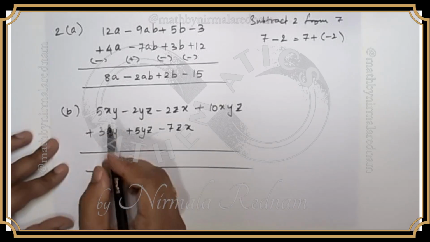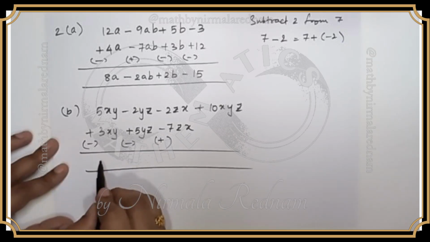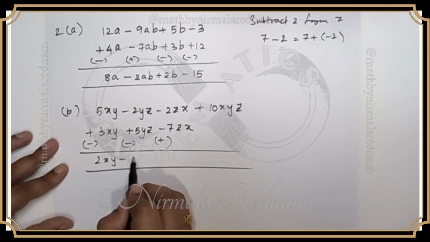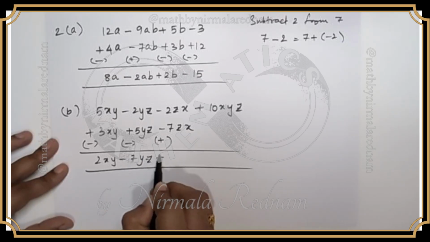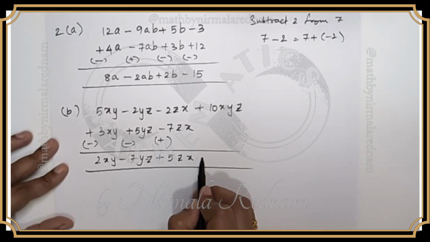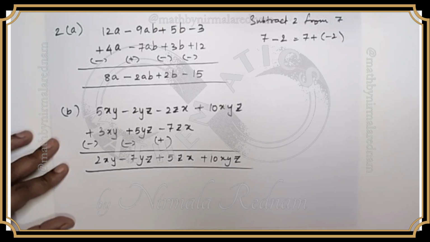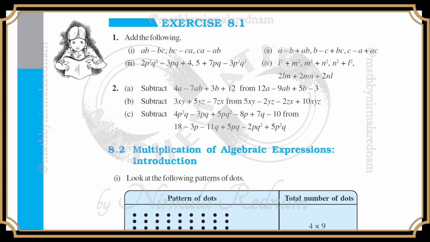So again, like earlier, I'm going to reverse the signs and then add them up. I'll get 2xy minus 7yz plus 5zx because 7 minus 2 is 5. And this I'm going to bring it down as it is. So this is my answer for the second question, second bit.